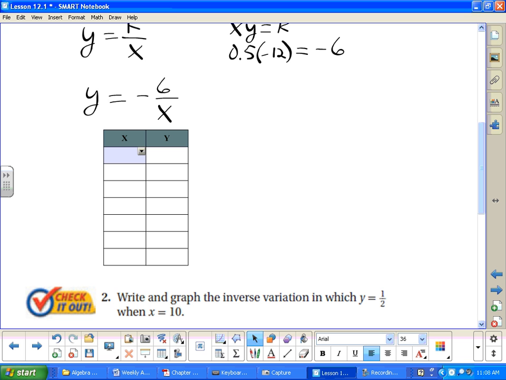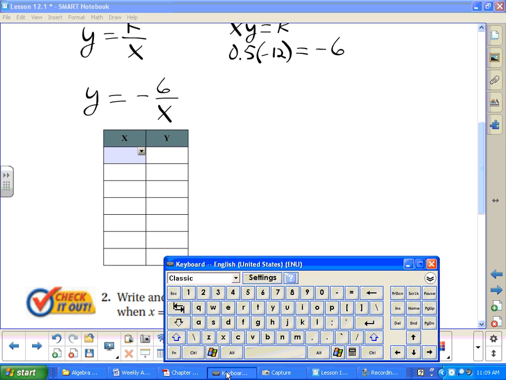All right, so here's what we're going to do. When we make the table, we want to use the factors of 6. What are the factors of 6? The factors of 6. 2 and 3, or 1 and 6. Nice try, those would be multiples of 6. We want factors of 6: 1, 2, 3, and 6. And we're going to do positive and negative. So we'll start out and make a table.